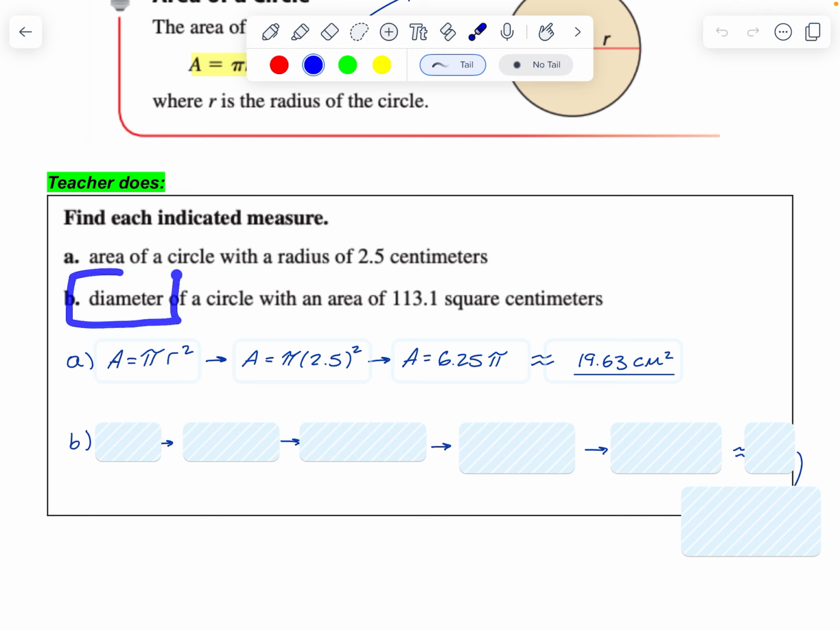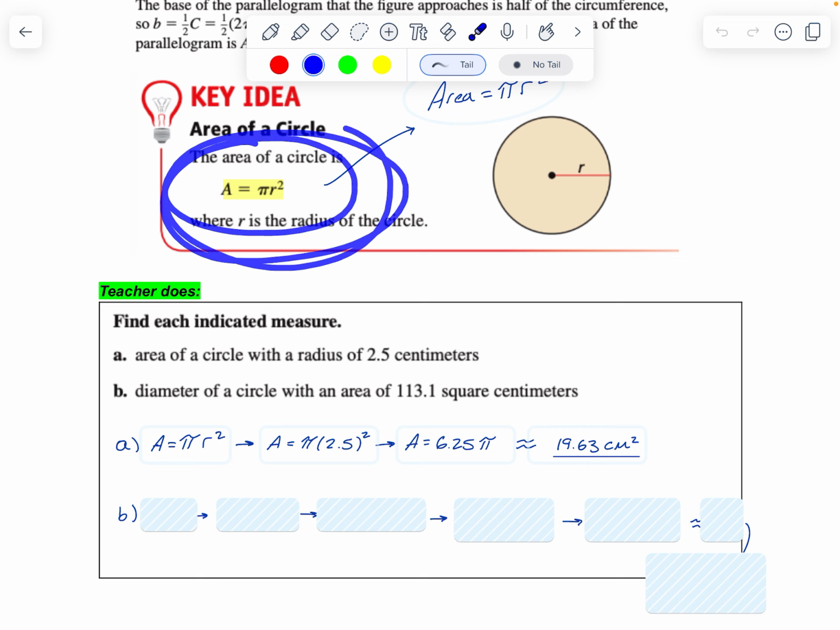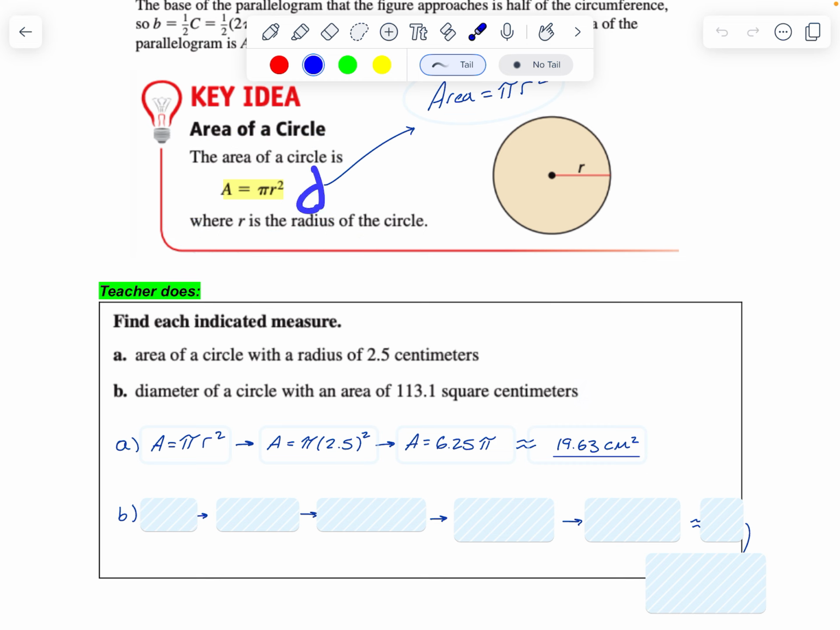We want to find the diameter of a circle with an area of 113.1 square centimeters. Now, before I even start this problem, no, there is not some second formula where maybe I'm just doing pi times the diameter. No, no, no, no. There is no formula for a circle that we're going to use that uses diameter for area. And that's that. Don't do it.